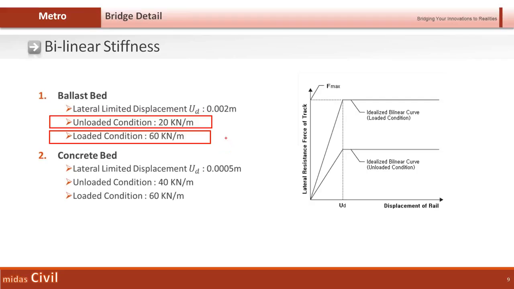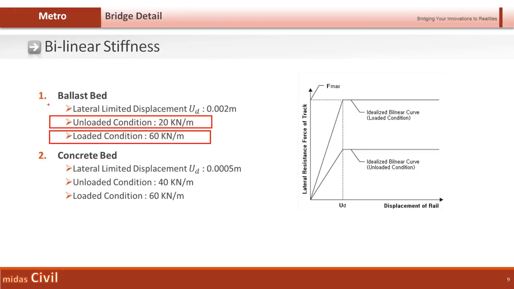Also, we need to give some lateral limited displacement. That is, what is the limited displacement defined for a ballast bed? What is the lateral limited displacement defined for a concrete bed? Okay, so in a way, we have to define all these properties to the multilinear elastic link.